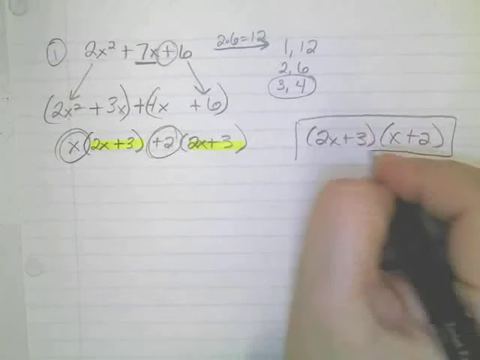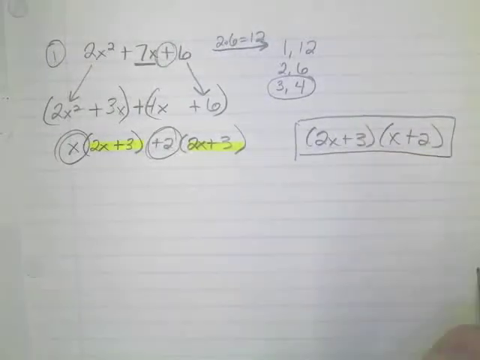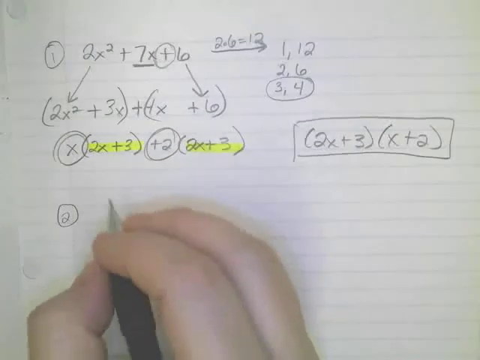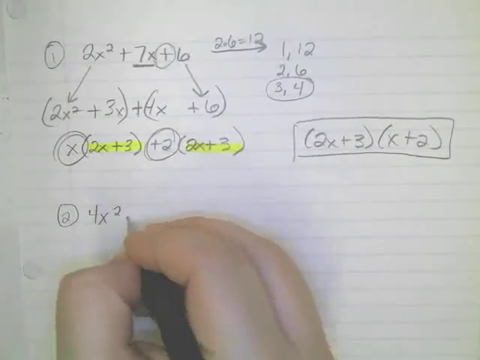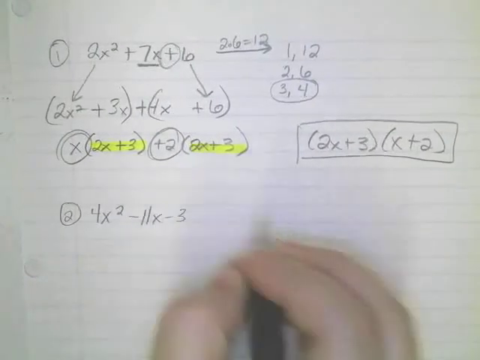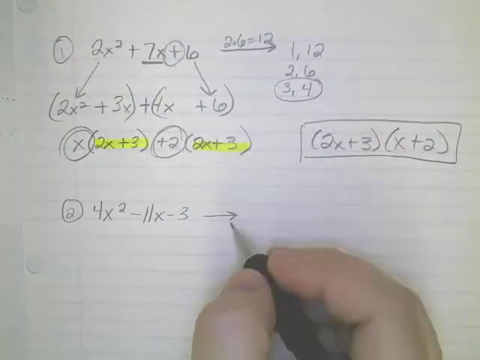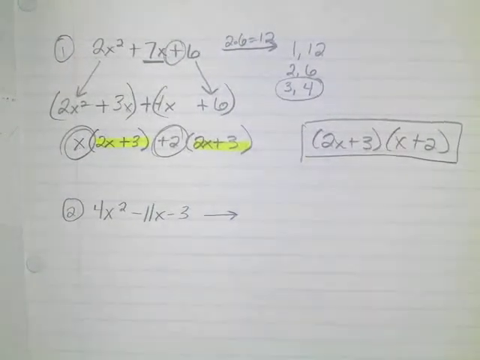Okay? All right, let's try another one. And this time I'm going to give you guys a chance to try and work it out. You're going to need to hit pause. So the first thing I need you to do is figure out what you're multiplying and what you're finding the factors of. Once you do that, you could press play again.